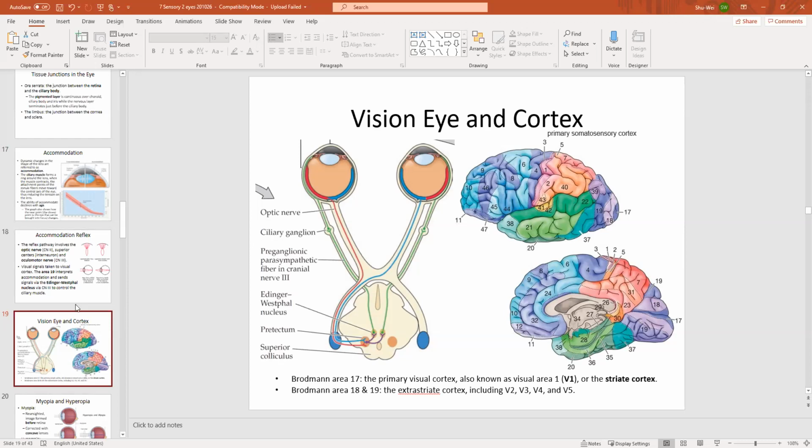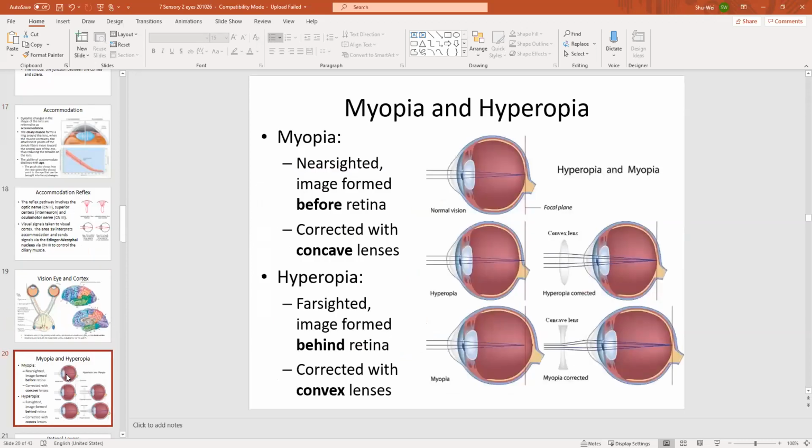Now, if the person cannot get good accommodation, then it causes disorders, right? And there are two major types of this disorder. They are myopia, which is commonly seen, as you guys, as me, have myopia, or hyperopia. So these two are good examples of refractive diseases that cannot get a good projection in focus on the retina. So this is a normal one, normal vision. You can get a good projection.